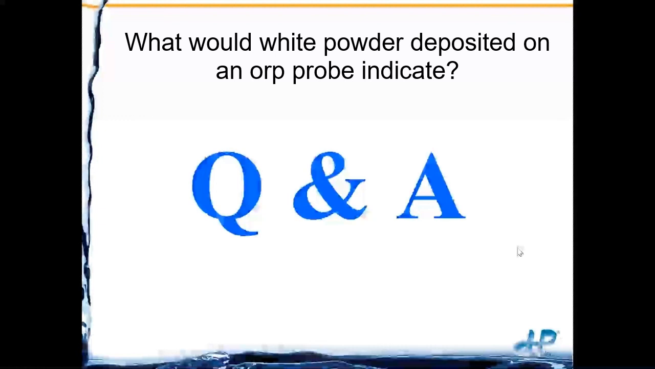Alrighty. Got a question here. What would white powder deposited on an ORP probe indicate? Need more information on where you mean white powder. If you're using a combination electrode and you take the wet boot off of it and there's white powder on the body of the probe, that's just the internal KCl salt solution that has dried out and crystallized, would be my guess.